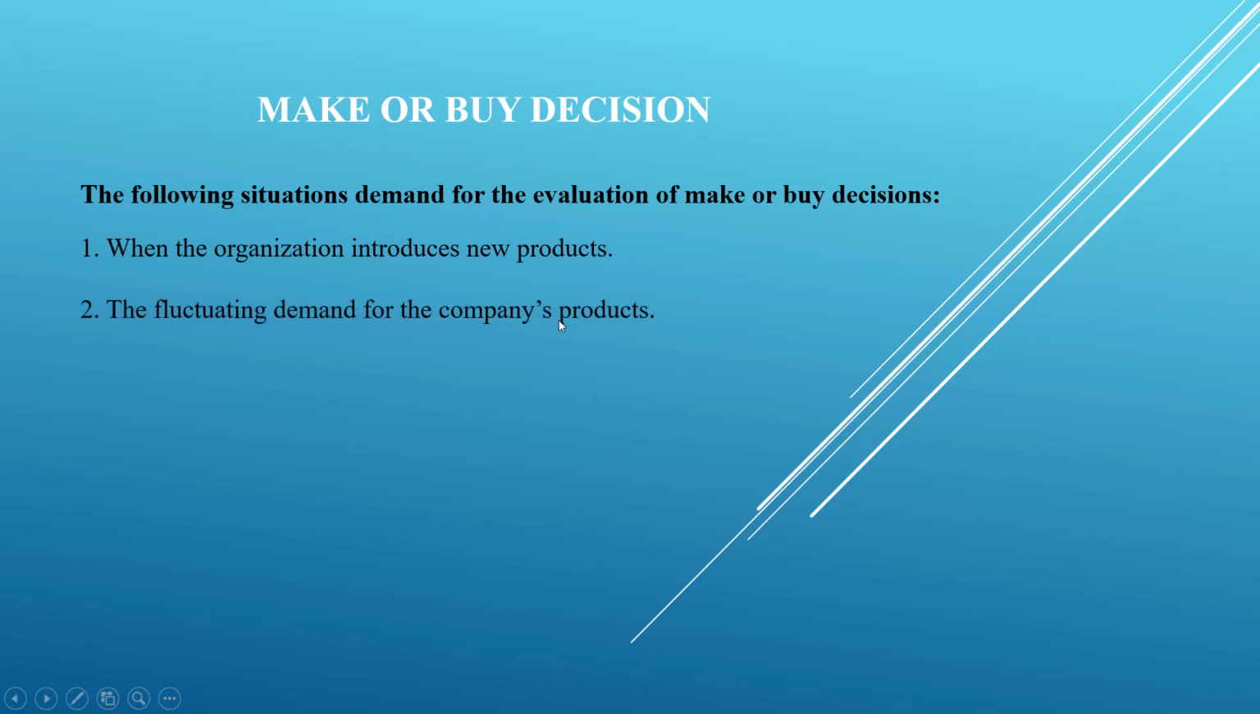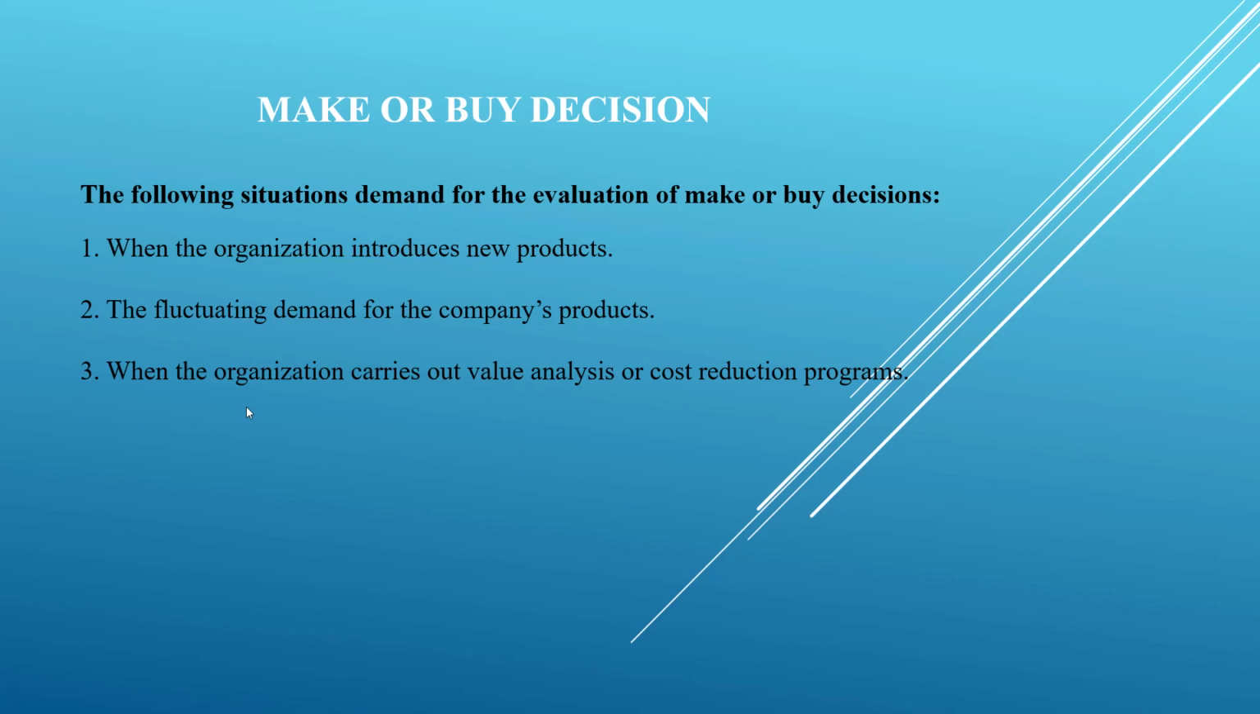Next is the fluctuating demand for the company's product. Now, what is demand? Demand means whatever products you are selling, whether the customers are buying them or not, whether the customers are demanding those products or not. If the demand is very much fluctuating, in some months the product was demanded very high, and in later months the demand for the product was very much less. So it is fluctuating. If there is any kind of fluctuation in the company's product demand, then this make or buy decision will be helpful.